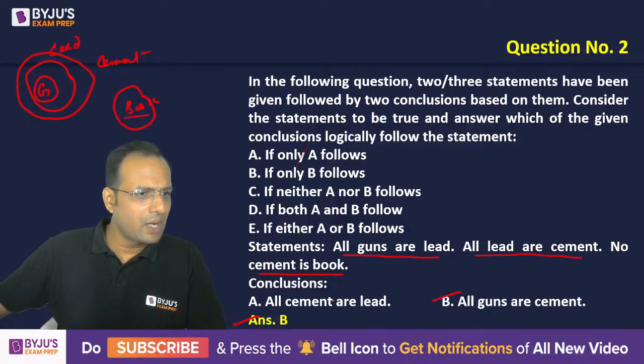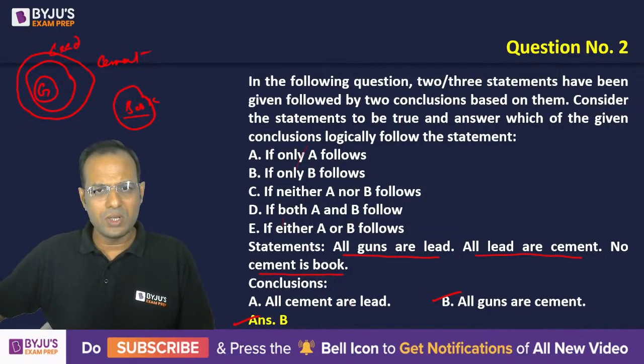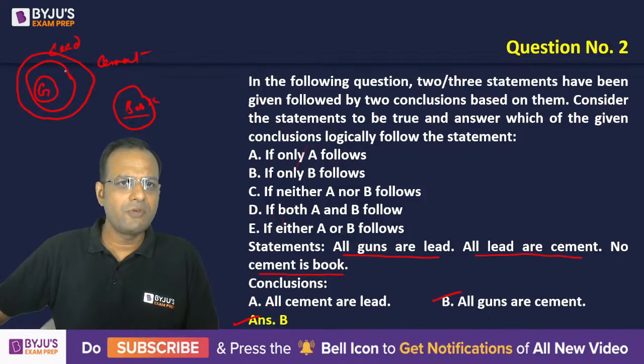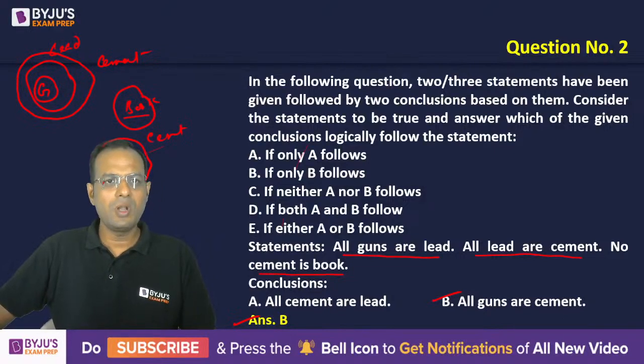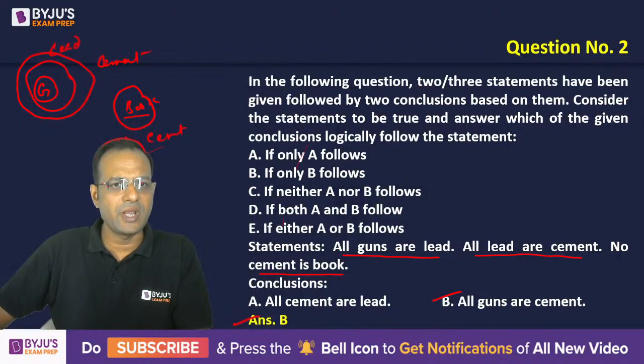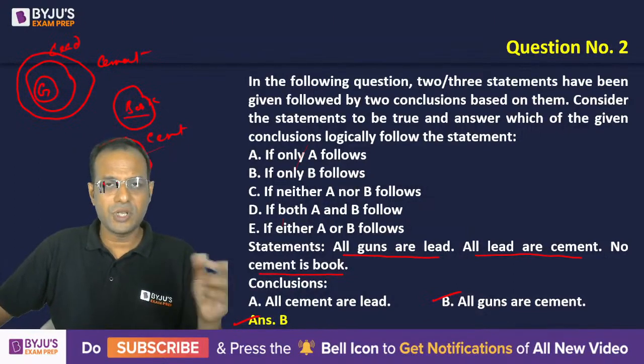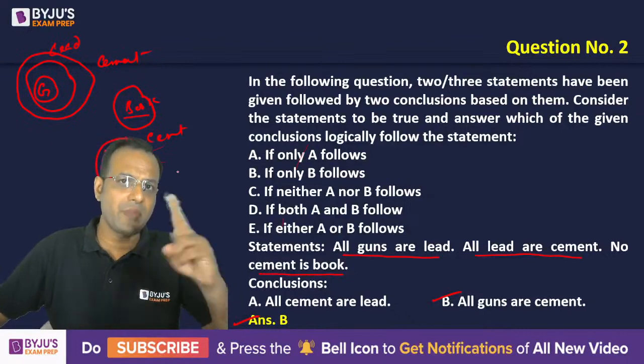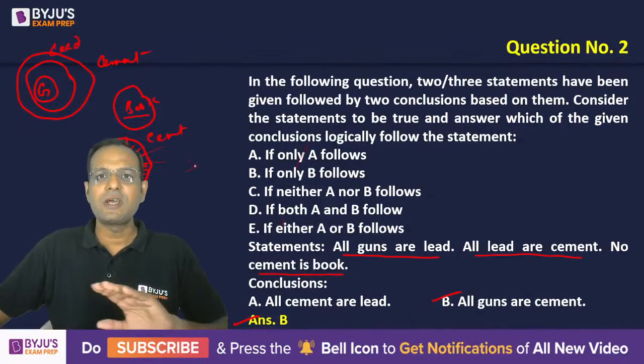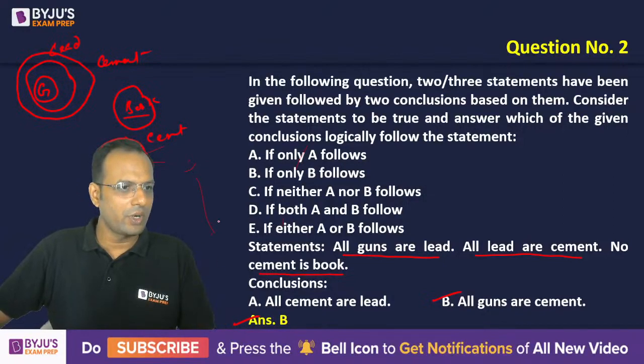All cement are lead. Apurv says, can you explain A again? Yes. All cement are lead. Now, if you look at lead, let's say this is lead. All lead are cement because lead falls within cement. But look at this particular shading. So some cement may not be lead at all. So there are two possibilities. Some may be, some may not. So when there are two possibilities, we cancel out both. They don't follow. Got it, Apu?